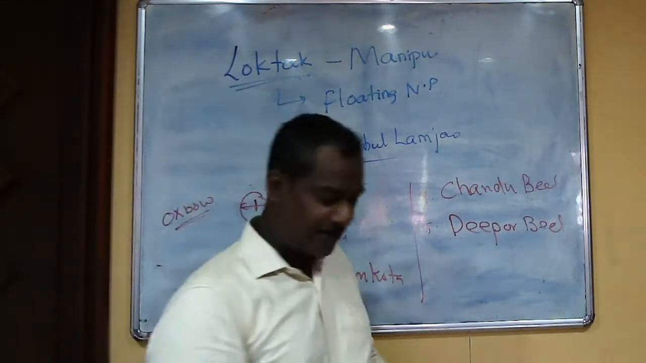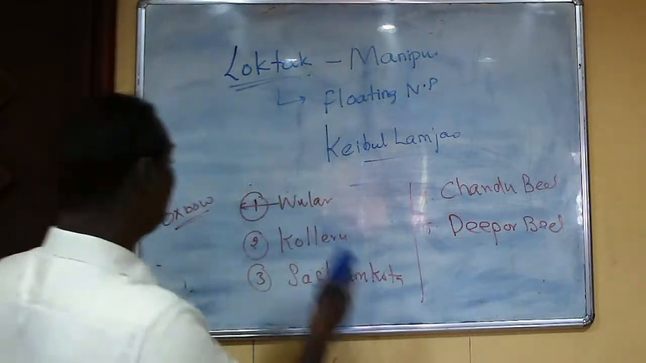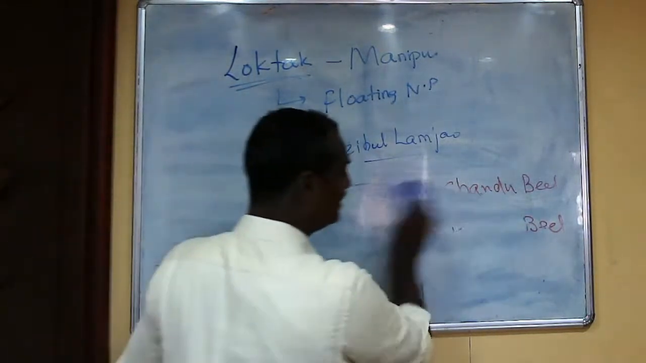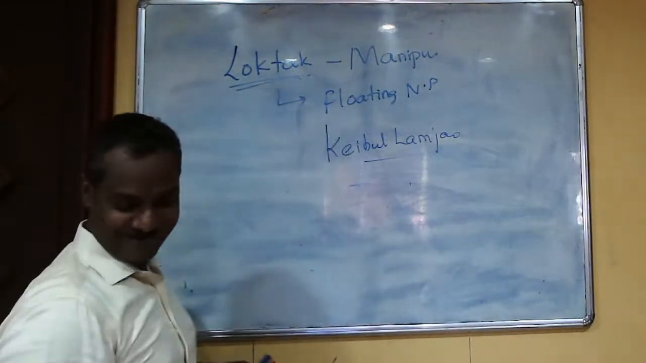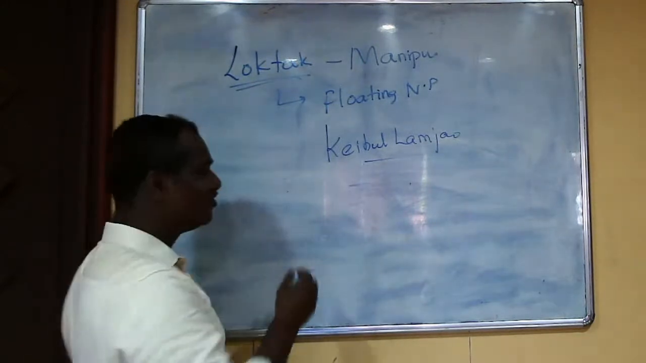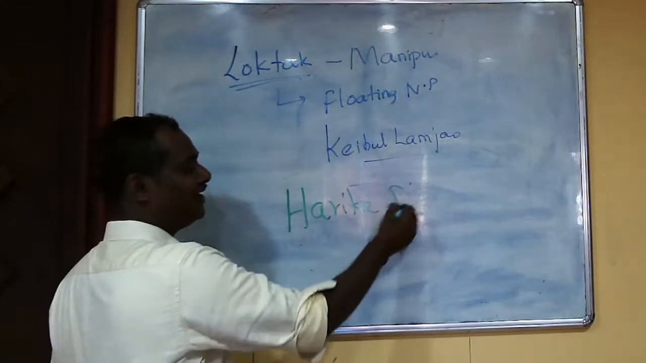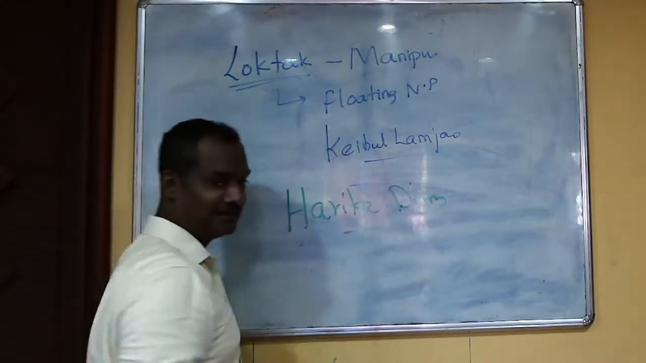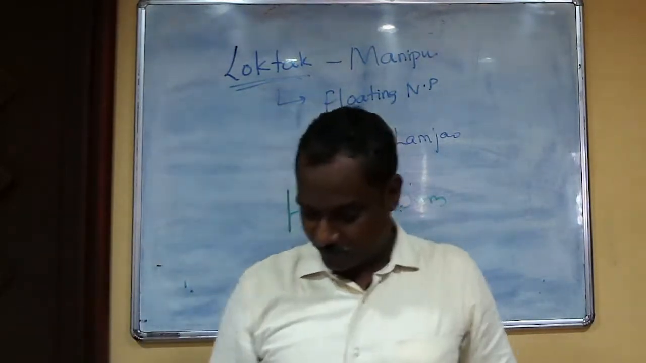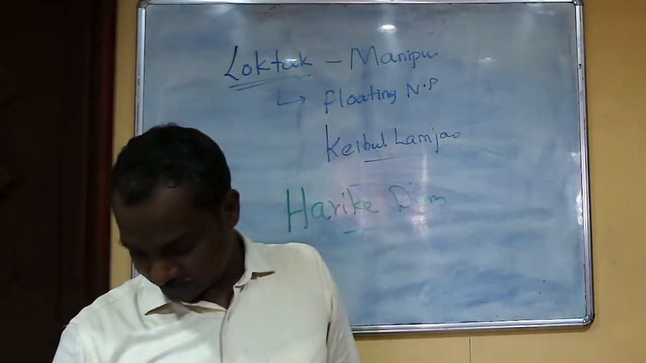There's Harike Dam. Where is Harike Dam? Uttarakhand. Punjab. Uttarakhand. No. Listen. Harike Dam, you can also say it is a lake. It is in Punjab. Okay, Harike Dam is in Punjab.